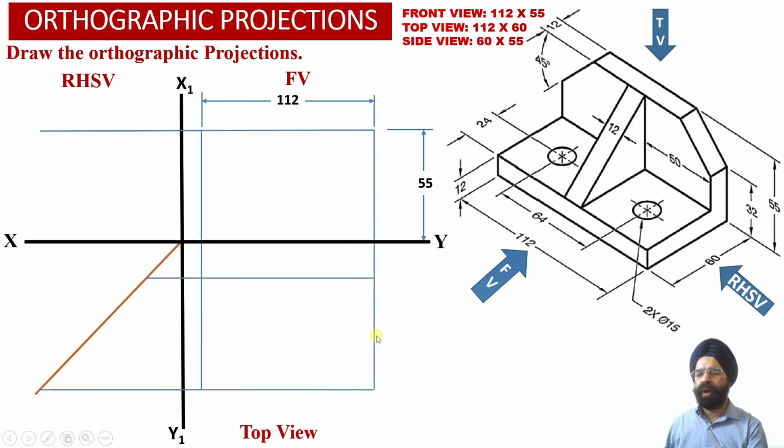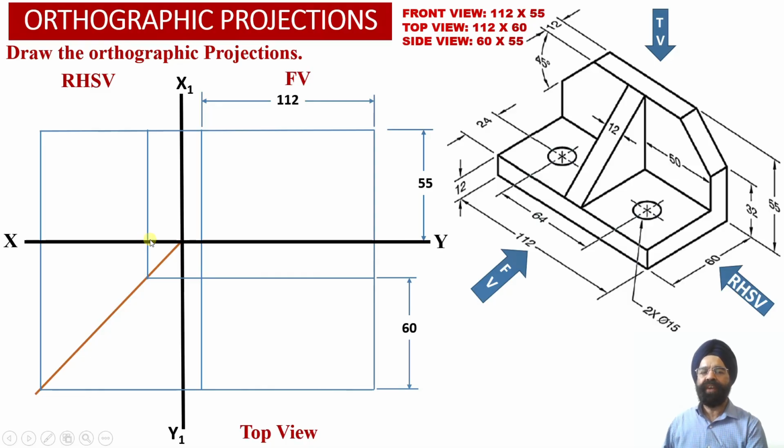Now in the top view projections, once again we have drawn two horizontal projector lines such that they are separated by a distance equal to 60 millimeter, which happens to be the depth of the solid. And these two horizontal projector lines we have transferred into the right hand side view projections such that we are able to obtain this width of the solid in the right hand side view as 60 millimeter.